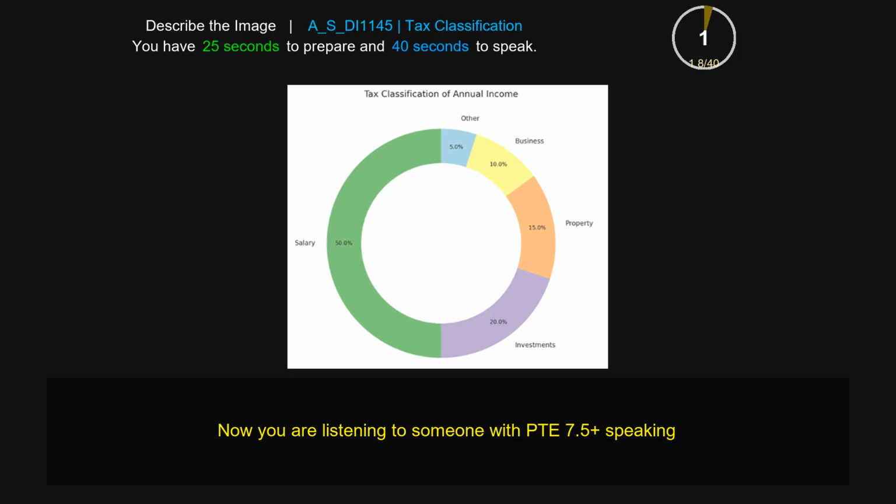The given picture is mainly about a pie chart which illustrates tax classification of annual income. The first sector shows 5% followed by 10%. The biggest value tends to be 50%, that is for salary, which is interesting, whereas the least value tends to be 10%, that is for business. Moreover, it is noted that 15% property and 20% investments have the highest trends, which are represented in orange and purple color. To sum up, it's all about tax classification of annual income.